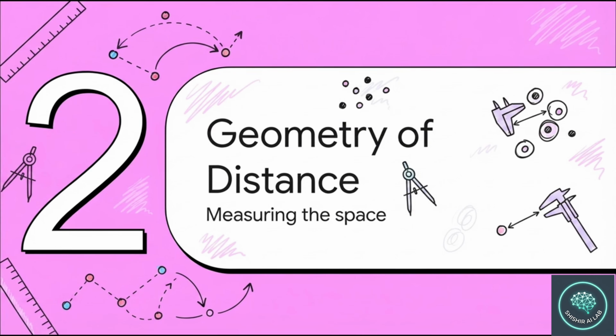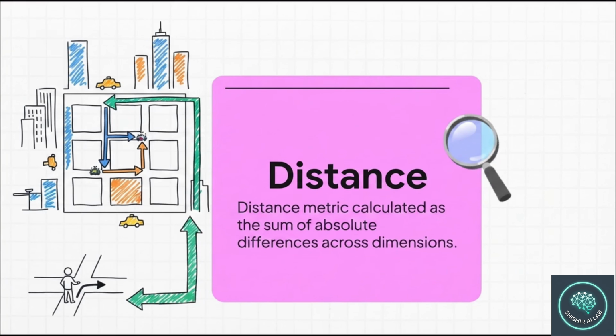Which leads us to part 2, the geometry of distance, measuring the space between data points. You see, to a machine learning algorithm, similarity isn't some vague abstract concept. It's quite literally just measuring physical space. If points are close together in our visual geometry, they're similar. If they're far apart, they're dissimilar.